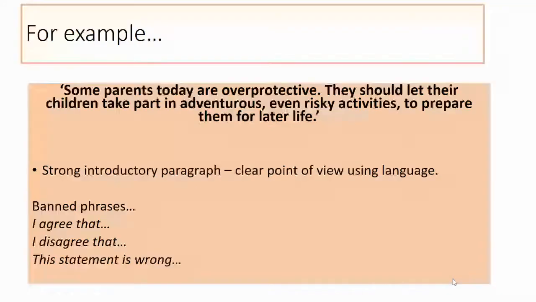So the example that I am going to use for you today is this statement about overprotective parents. Now, this isn't the statement you are asked to write about, but I'm hoping that from it you'll be able to approach it in a similar way to myself. So what we need to think about is what your viewpoint is, how you're going to express your viewpoint, and why this is your viewpoint. Okay, so why do you think in this particular way?